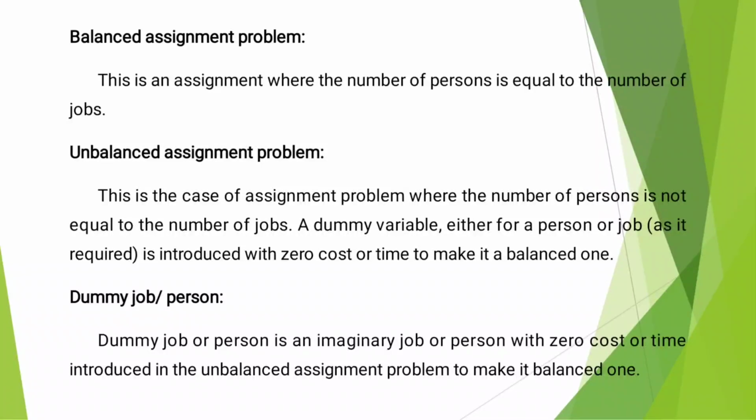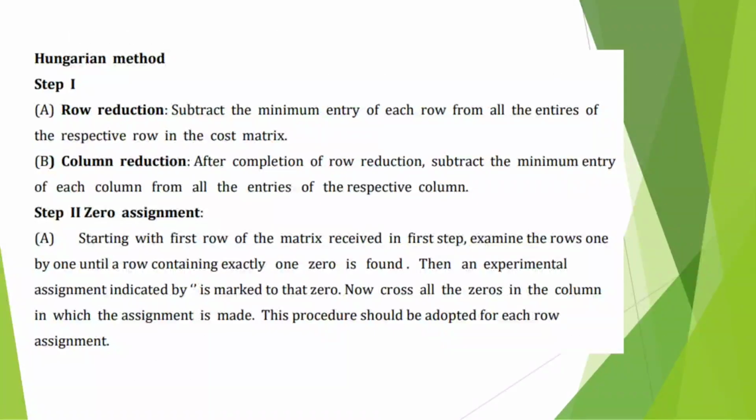In that case, a dummy row or dummy column has to be introduced. Dummy job or person: a dummy job or person is an imaginary job or person with zero cost or time, introduced in the unbalanced assignment problem to make it a balanced one.